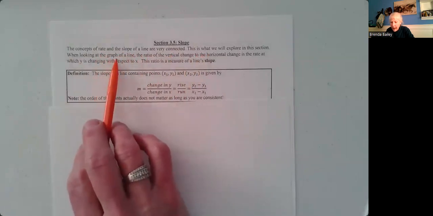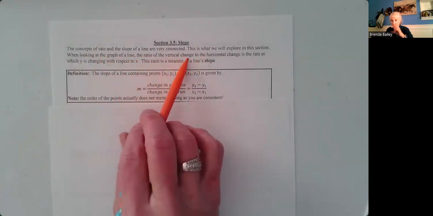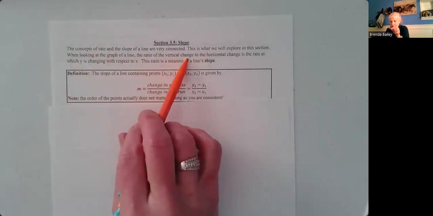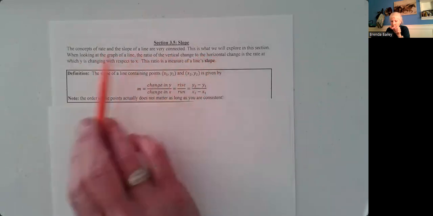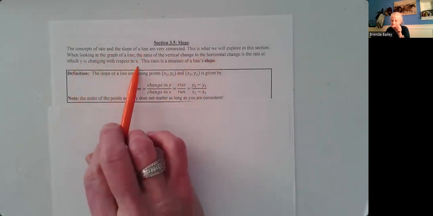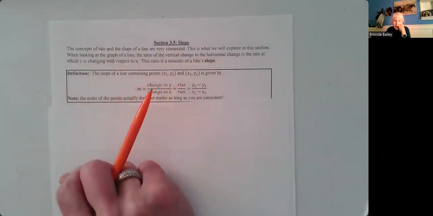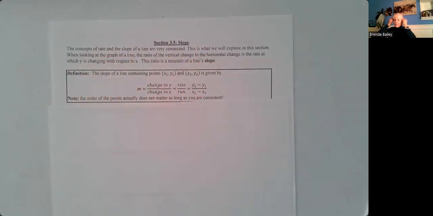When looking at the graph of a line, the ratio of the vertical change, the y, to the horizontal change is the rate at which y is changing with respect to x. This ratio is a measure of the line's slope. Many of you have seen this, and it might be a review for most all of you. But just in case it's been a while, we'll try to go through it slowly. Otherwise, you can fast forward.